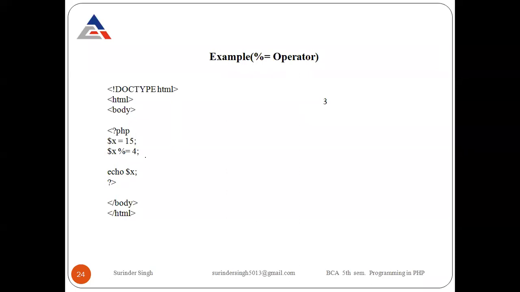And this is the modulus and assignment. Here x has value 15 and we are doing modulus. This statement is equal to x remainder 4. When we divide 15 by 4, it gives us remainder 3.